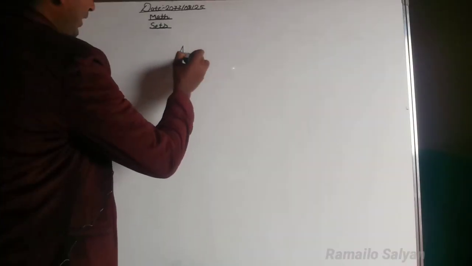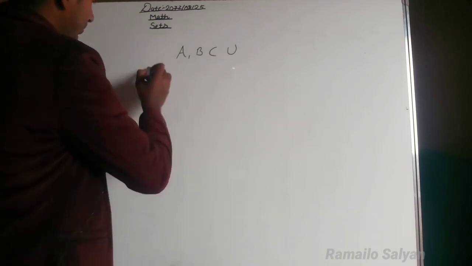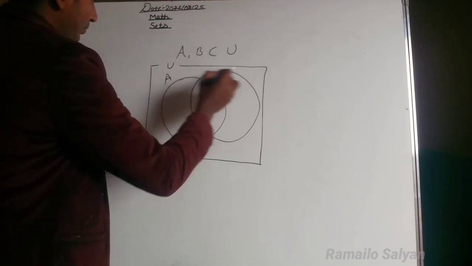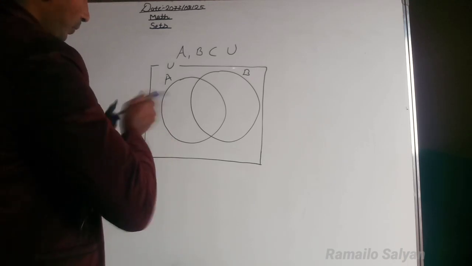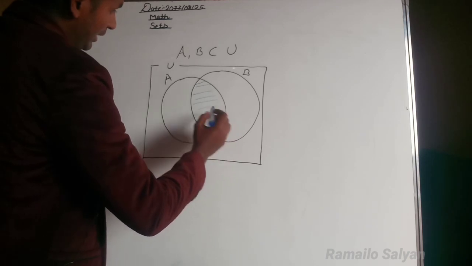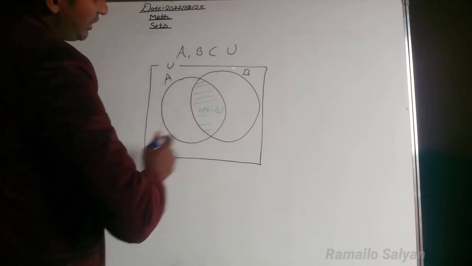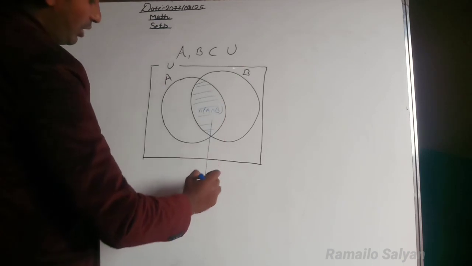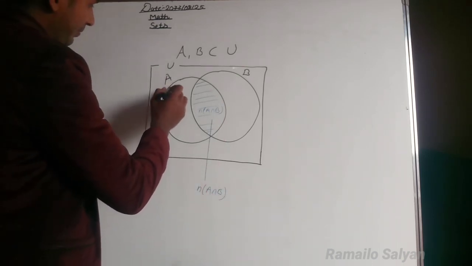Suppose A and B are subsets of the universal set. Then from the Venn diagram, this region is the number of A intersection B. This is the intersection region between these two sets, number of A intersection B. Look at your screen.